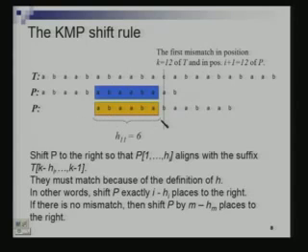If there is no mismatch, suppose the pattern was only up to here. This was not part of the pattern. AB was not part of the pattern. So that means that till the 11th position, everything matched, everything is fine. How much should I shift forward by?